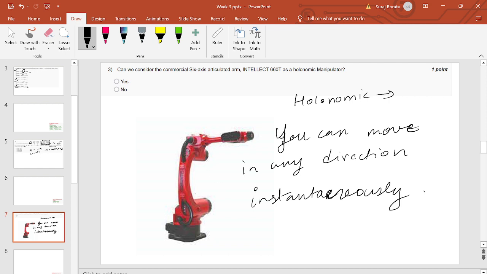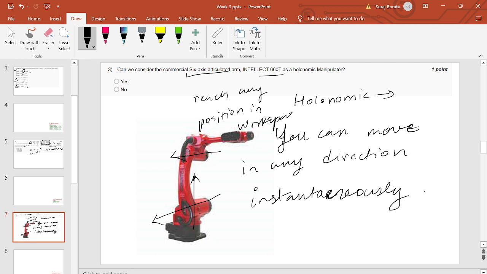Now, if you see this manipulator, I don't know whether this is actually the 660T. I tried to find the image, but it was not there. But I think it is. It should be something like this: a 6-axis articulated arm. So this is the first axis. This is the next axis, right? Then this is the third axis. Okay. So using these three axes, the robotic arm can point to any position, can reach any position in the workspace.